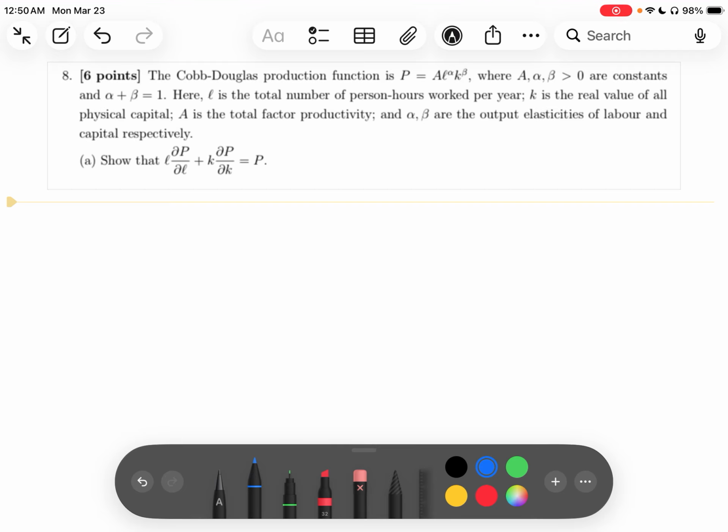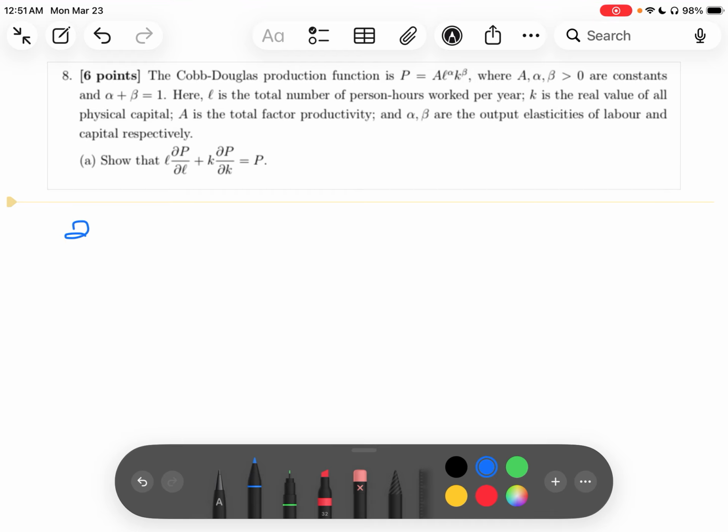Show that L times the partial derivative of P with respect to L plus K times the partial derivative of P with respect to K equals P. So here we'll start with the left-hand side. First, we'll actually look at what is the partial derivative of P with respect to L and P with respect to K. What does that look like first?